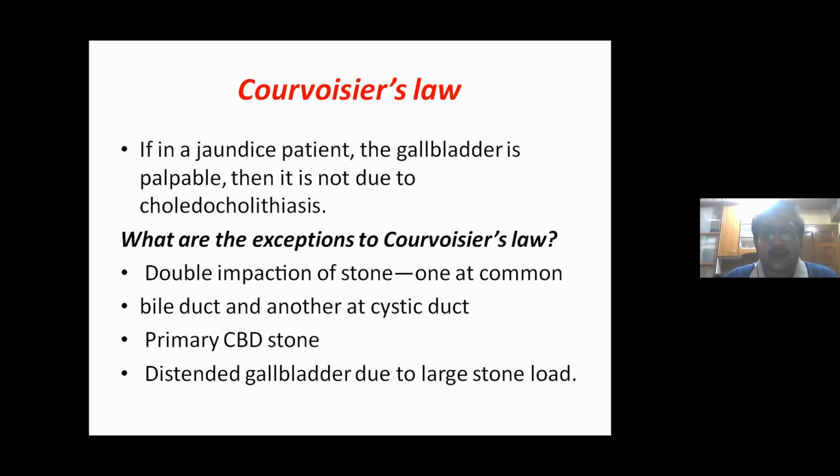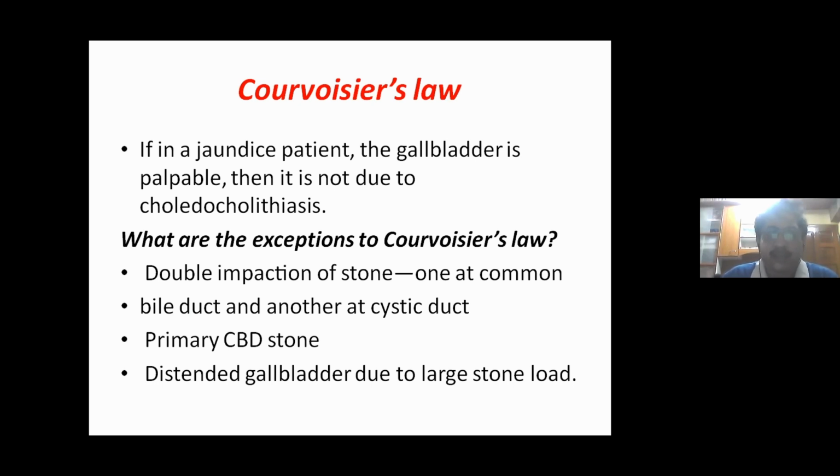Now coming to Courvoisier's law. If in a jaundiced patient the gallbladder is palpable, then it is not due to choledocholithiasis. So it is obviously due to a malignant disease. So in case of a cystic enlarged gallbladder with obstructive jaundice, you can notice the patient is not having choledocholithiasis, rather he or she may be having a malignant disease.